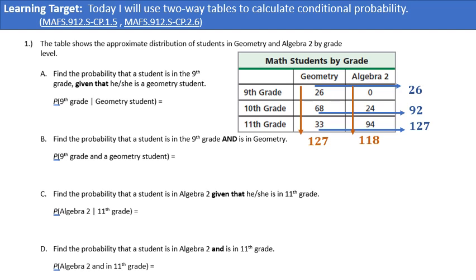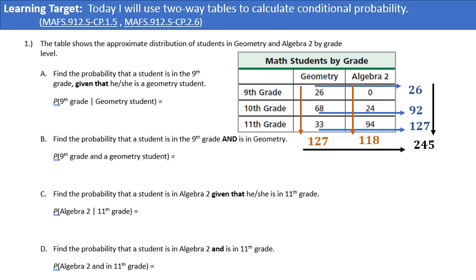Okay, so let me start by adding 127 plus 118. That's 245. But now I'm going to take 26 plus 92 plus 127. I'm going to add straight down, and guess what I should get? 245. It should be the exact same number. Does that make sense? Once we did this, now we know what's happening. We know that there were a total of 245 students in this school or in these two grades. And we also have the breakdown by class, geometry and algebra, and the total breakdowns by grade, 9th grade, 10th grade, 11th grade. That's going to be very helpful going forward.